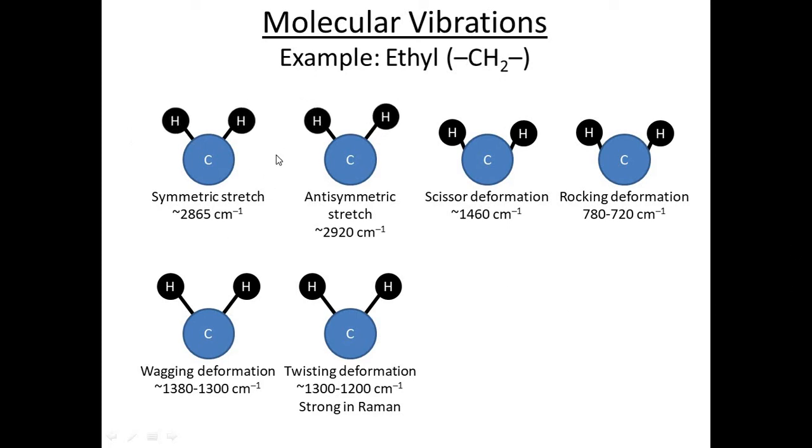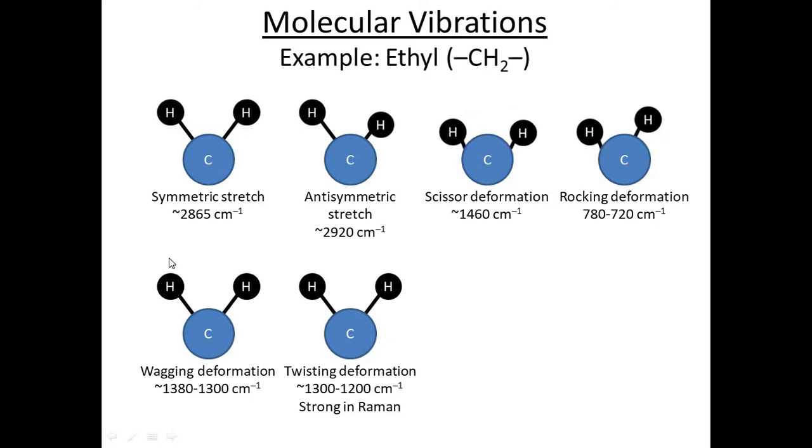So the first two are the symmetric and antisymmetric stretching vibrations. You get one stretching vibration where both of the hydrogen atoms are in phase and one stretching vibration where both of these atoms are out of phase. So you'll get actually 2 peaks at 2 different vibrational frequencies. Or they can move side to side, and that will give you the scissor and rocking deformations.